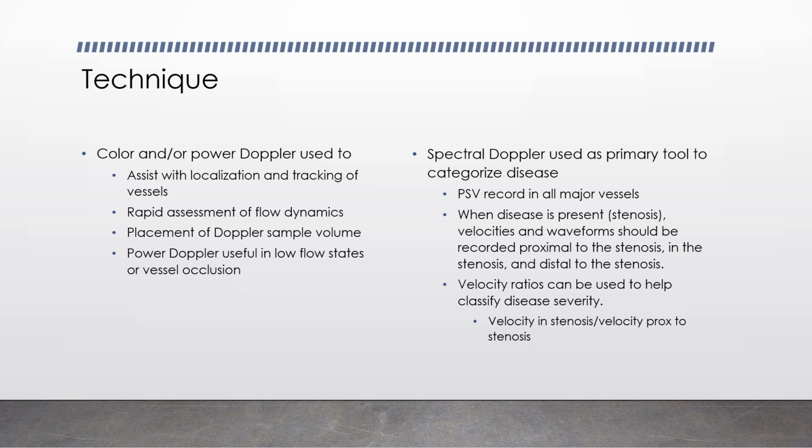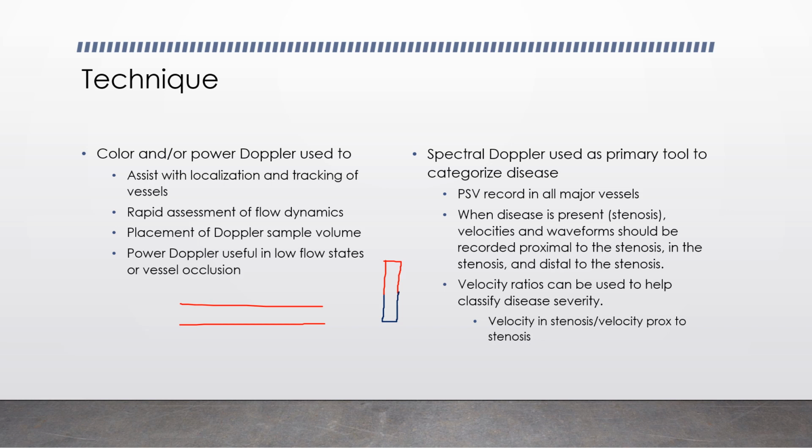Now, the purpose of the color is to assist with localization and tracking of the vessels. So if you've lost a vessel in B mode and you can't identify where that vessel is, sometimes by turning up high sensitivity color, it'll allow you to re-find that vessel and get back on track. It also allows us a really brief or rapid assessment of flow dynamics. So if I'm looking at a vessel, I have a scale set here with my color flow. And that scale, depending on the hue of either red or blue in my scale, is going to give me a general idea of the velocity of that flow.